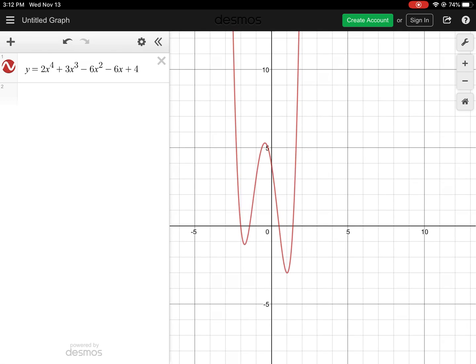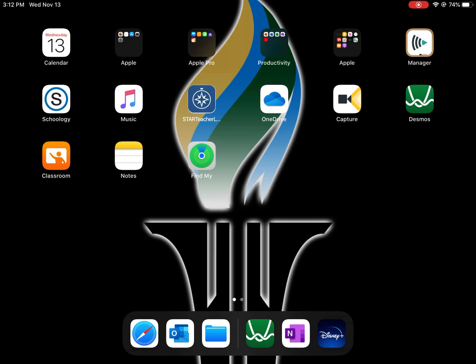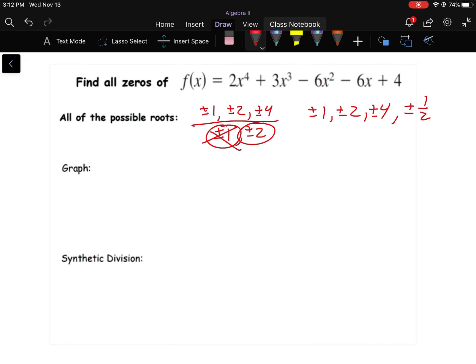So there we go. I got my graph here. I'm going to look to see where it crosses the x-axis. So what's nice about Desmos is I can actually click on that guy right there, and it shows that -2 is one of my possible answers. So I got my graph. It's already done. I used Desmos for that. Now that I think that -2 is one of my possible answers, I got 2, 3, -6, -6, and 4.